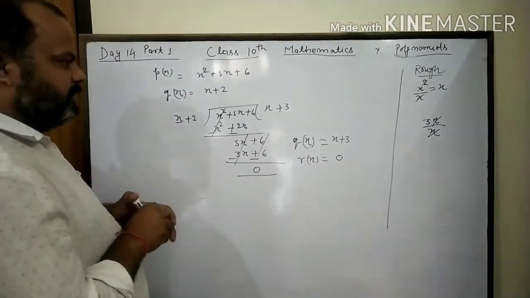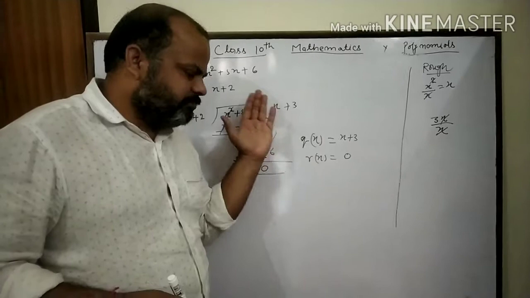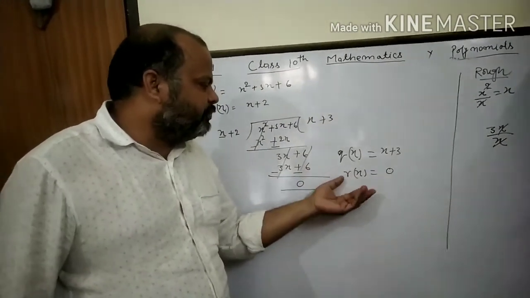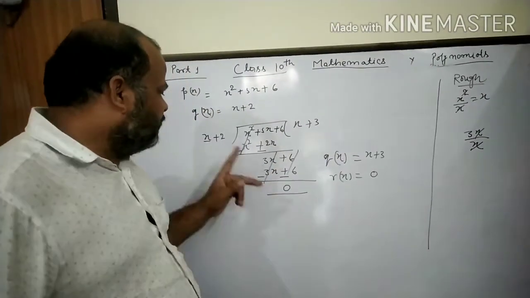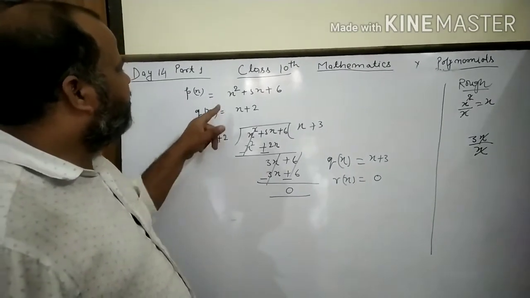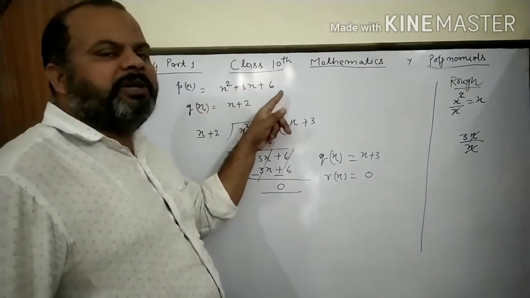You see our division algorithm for the polynomial, you know that r(x) is 0, then here r(x) is 0. It means x plus 2 is a factor of x square plus 5x plus 6.